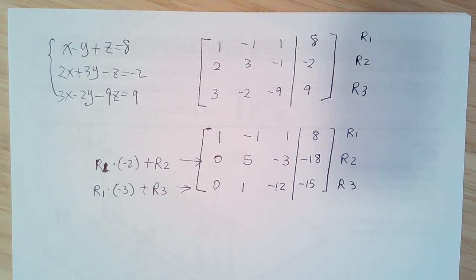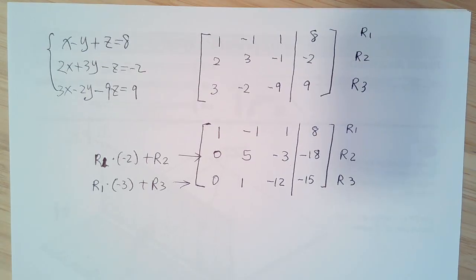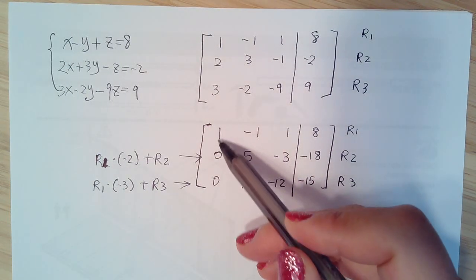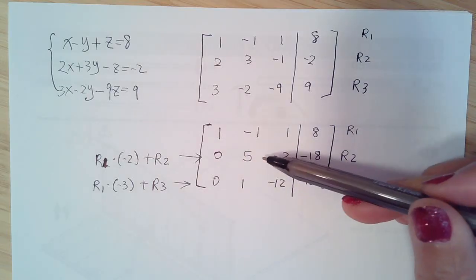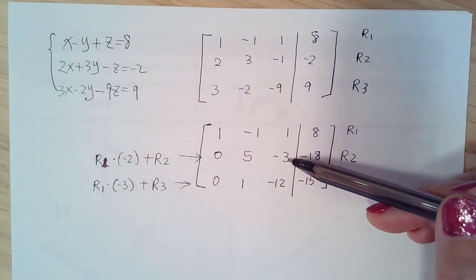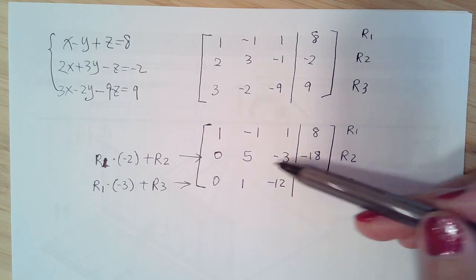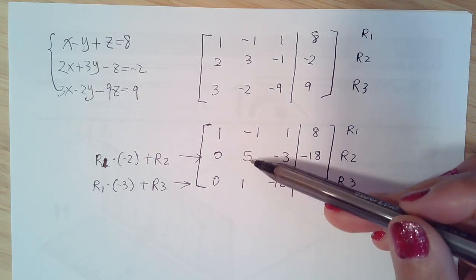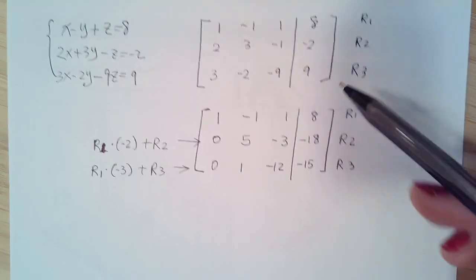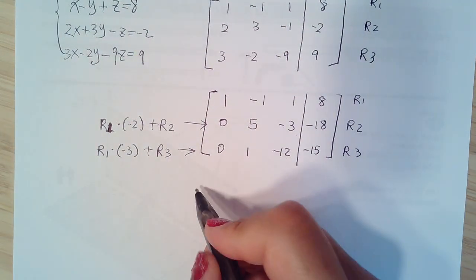Seems good, right? All right, so first job, 1, 0, 0, and the next thing I need to get here to be 1. But so far, this one I have a 5, I have a -3, -18. I don't want to divide it by 5. So I would like to switch R2 and R3 so I can have that 1 there easily.